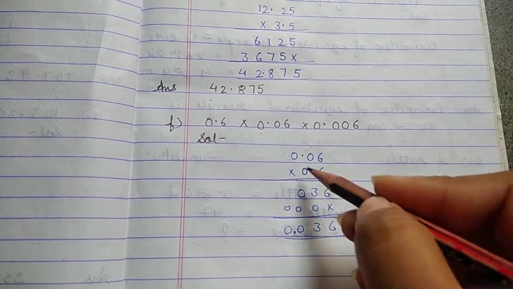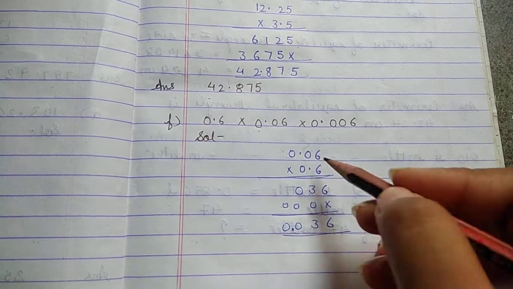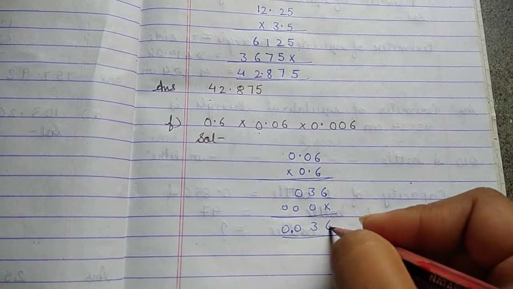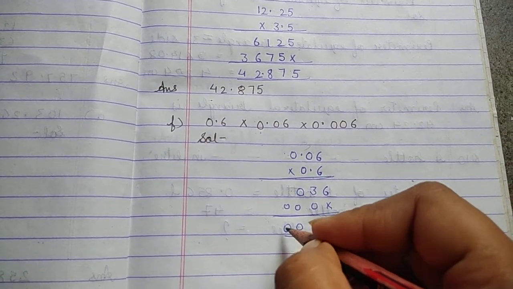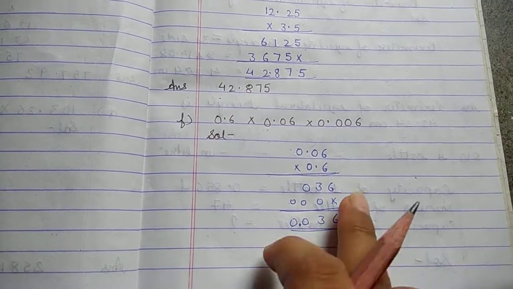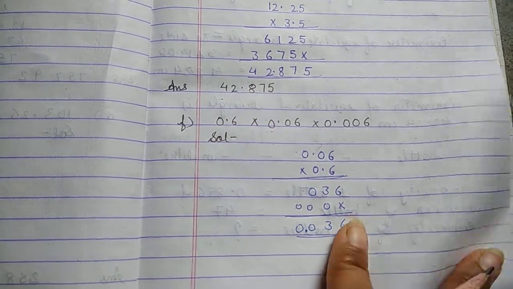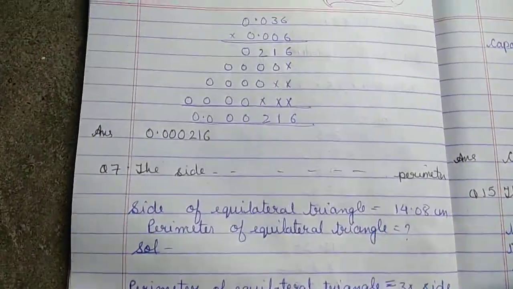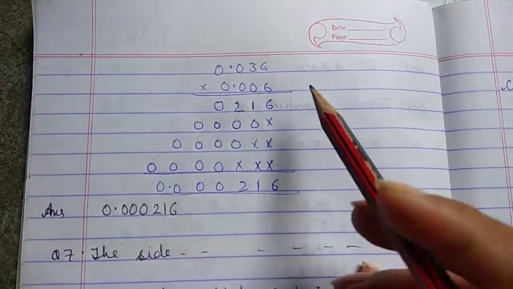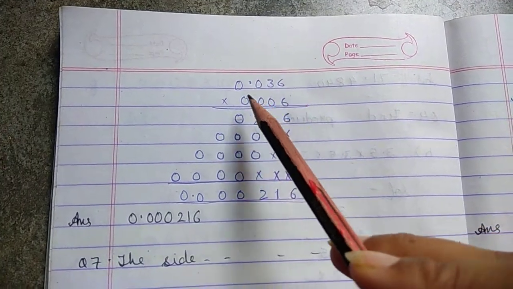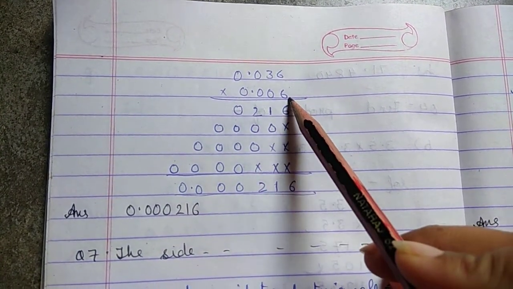How many digits after decimal? 1 2 3. So counting 3 digits from the back, 1 2 3, place the decimal between both the zeros. So the answer which we have got after multiplying the first 2 numbers is 0.036. Now we will multiply this answer with the third number, which is 0.036 multiplied by 0.006.